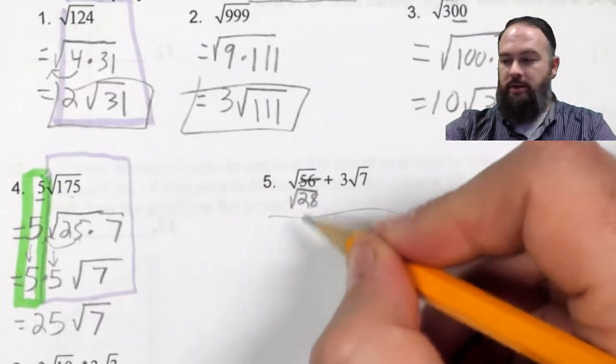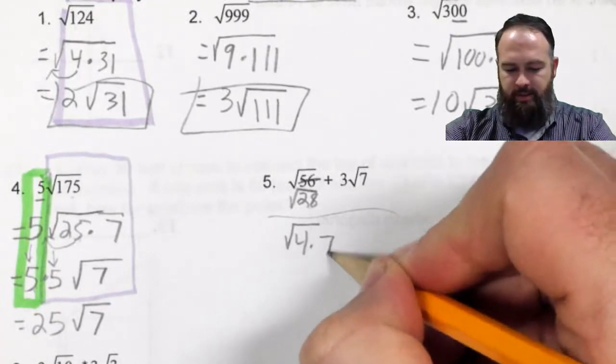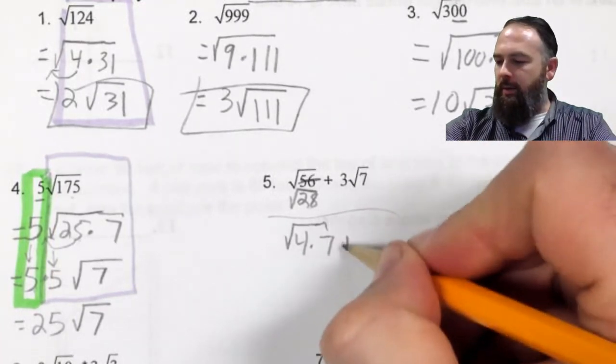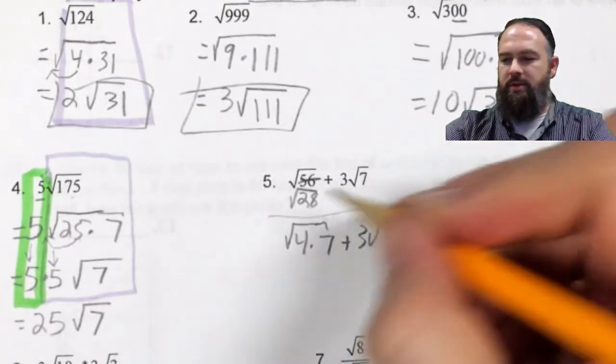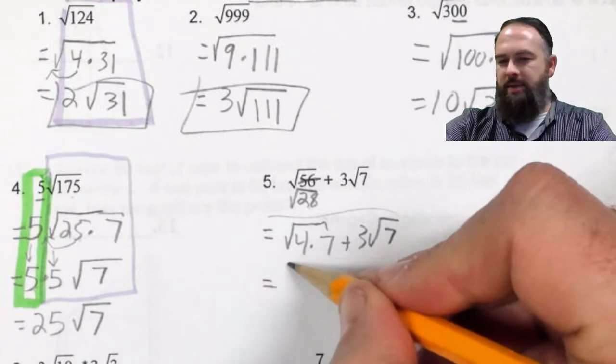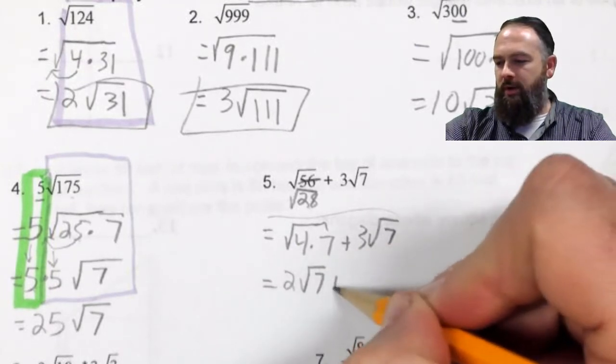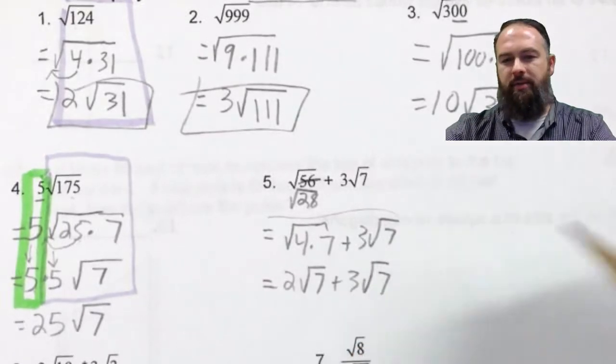28 is going to be 4 times 7. So that's square root of 4 times 7. And then I'm going to let this 3 root 7 just copy down and go for the ride. The 4 comes out as a 2. Square root of 4 is 2. So 2 root 7 plus 3 root 7.